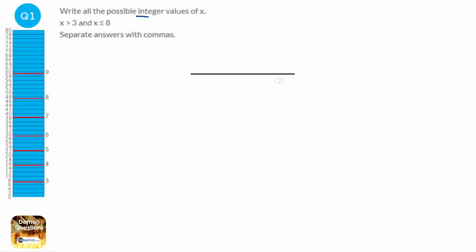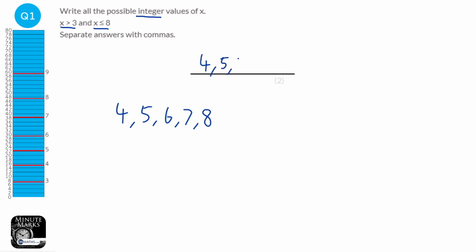Integer just means whole number, so we're looking for all the whole numbers that satisfy these two inequalities. Well, the first inequality says that it has to be greater than 3. So the smallest number that is greater than 3 is 4. The second inequality says it has to be less than or equal to 8. So I'm just going to keep going till I get to a number that is less than or equal to 8. It can't be 9 because 9 is not less than or equal to 8. So our answer is 4, 5, 6, 7 and 8.